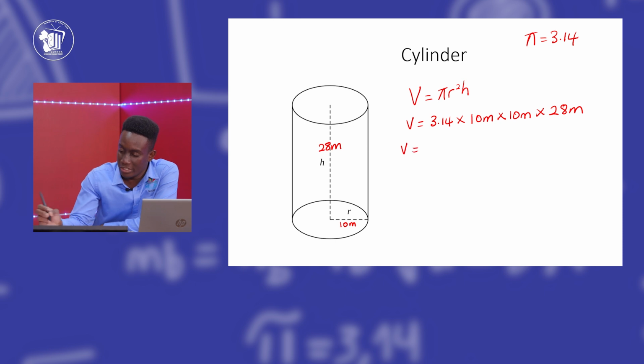And 314 times 28 would give me 8,792 meters cube. And that would be the volume of this cylinder.